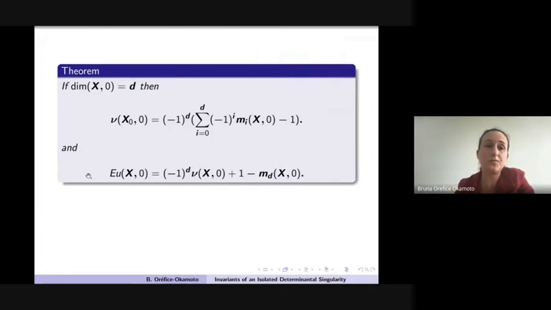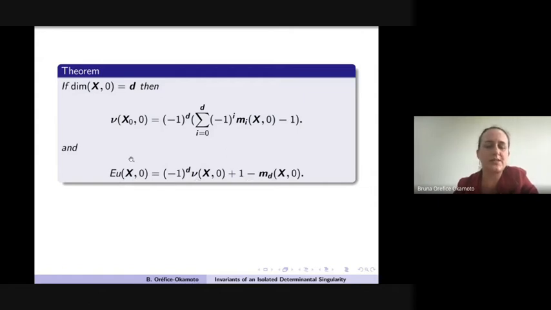So then you also have all the polar multiplicities, because until d minus 1 they were defined before. Then we proved that if the dimension of X is equal to d, then the vanishing Euler characteristic of X is equal to this alternated sum. And remember that the Euler obstruction of X is equal to this.